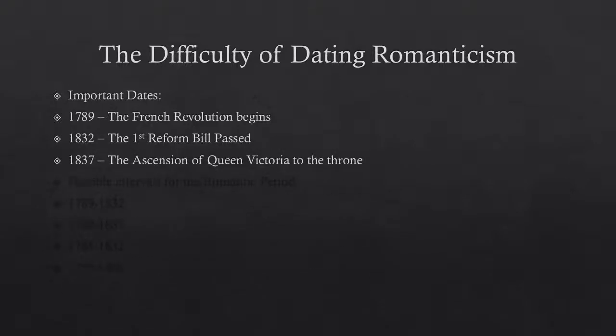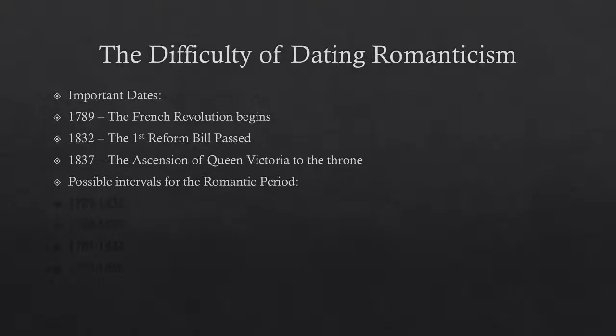The Victorian period, which we'll study next, follows the 75 years or so that Queen Victoria was Queen of England. Her ascension to the throne is also used as a possible end date for Romanticism. We'll learn more about Queen Victoria and the Victorian period starting in lesson 4, and you'll really see why a lot of scholars use that as a possible end date.